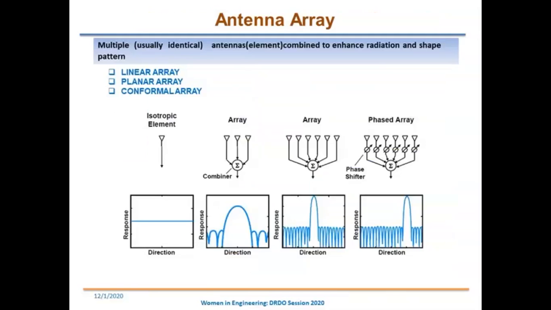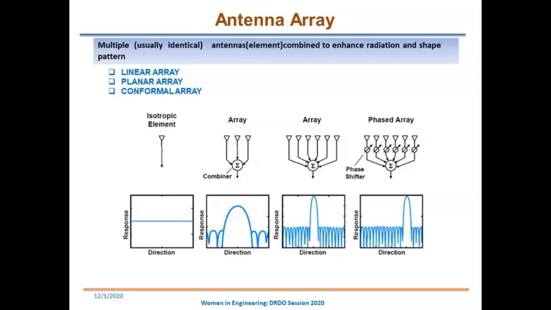For example, if you take a dipole antenna, it has an omnidirectional pattern, as I told you. It is basically a donut pattern. But for a radar, as I told you, we want a focused beam in a particular direction. So if you combine a number of dipoles in some fashion as an array, we can have a focused beam. Over here I've shown the radiation pattern.